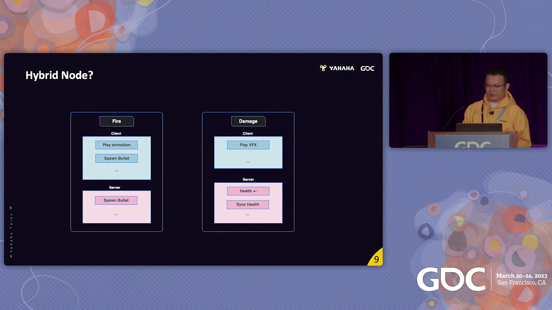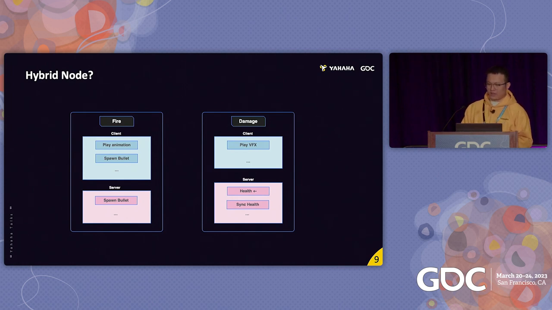So another idea for node graph is to create what I call hybrid nodes that can handle both client and server logic. For example, take a look at these two nodes here. This is also for the shooting logic, just as an example. We can create two hybrid nodes. One is called the fire node, and the other one is the damage node. The fire node will handle playing the shooting animation and spawning the bullet on the client side, while it will spawn the bullet entity also on the server side for simulation and performing the collision detection on the server side, right?